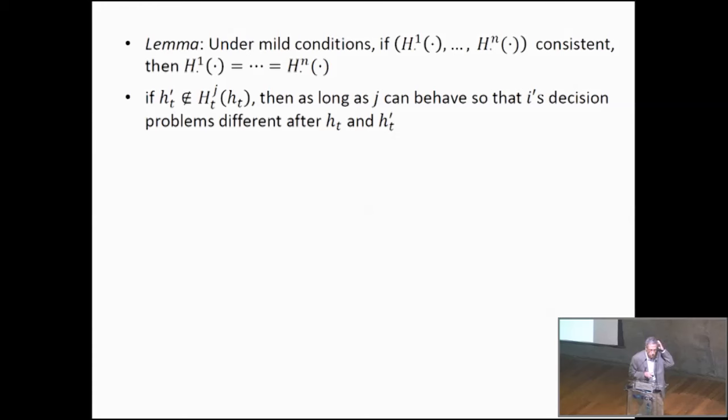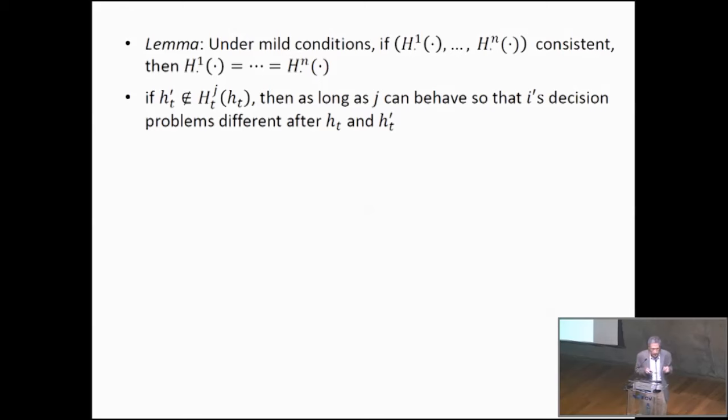Suppose that histories HT and HT prime are in different elements of J's partition. Suppose, furthermore, that the game is sufficiently non-degenerate so that there is a way that J can behave after HT and after HT prime so that player I's decision problem after HT and HT prime is different. So the game is not so simple that player I can always play the same way. J has a way of behaving after HT and HT prime so that I's decision problem is genuinely different for these two histories.